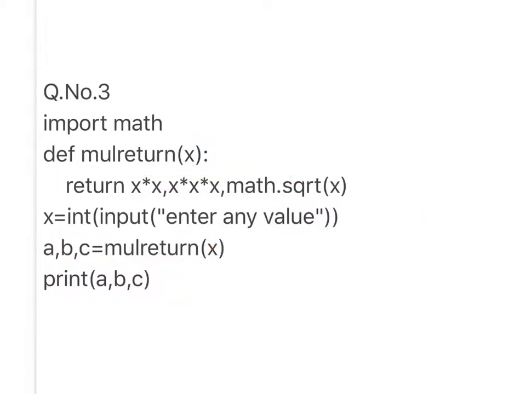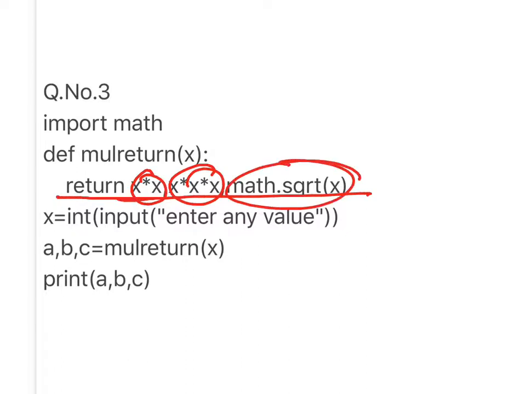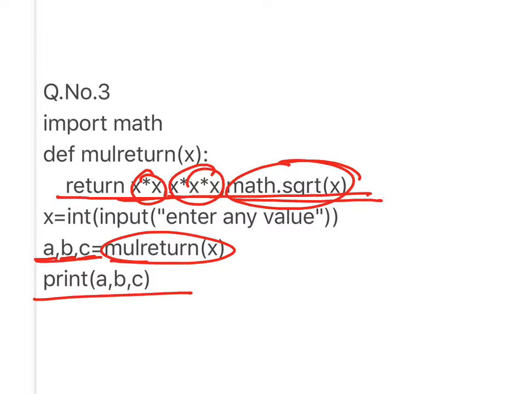So a simple concept: how we have to use a single return statement to return multiple values. Just see here, return the first concept, then comma, the second concept, then comma, and the third concept. Here first we get the square, then the cube, then the square root, and then we call this function into this one. So however many values you are going to return, that many variables you have to take here, and then finally you have to print.